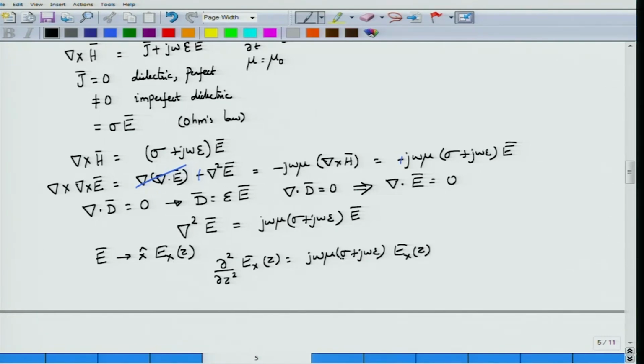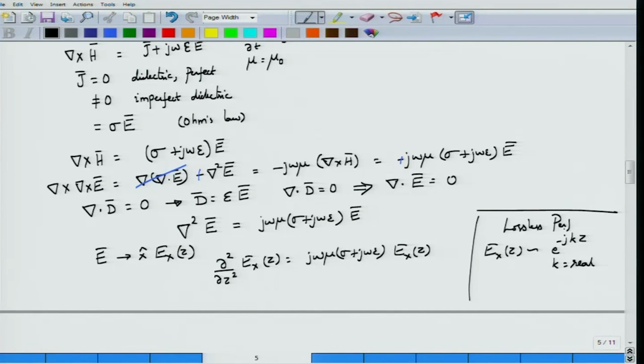Remember, in the case where sigma was equal to 0, this equation was actually minus omega square mu epsilon, and we recognize that mu epsilon is nothing but 1 by v square, and therefore we wrote this as minus omega square by v square into E, and we call this omega square by v square as k square. So therefore we actually had a very simple solution for Ex, which was in the form of e power minus j kz, and k was a real quantity. This was for the lossless case or a perfect dielectric case, right.